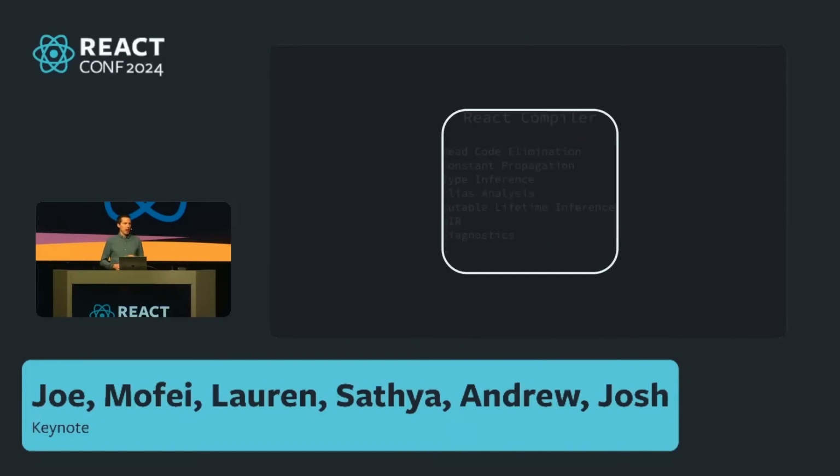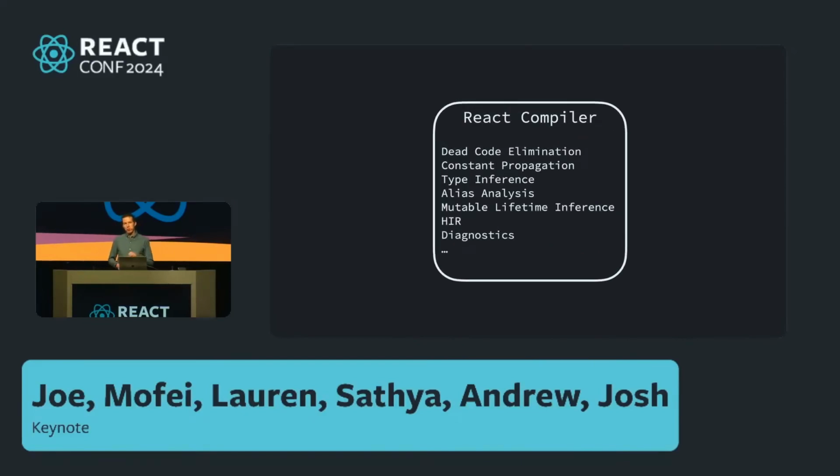It breaks your code down into individual expressions and builds up a control flow and data flow graph. It performs sophisticated optimizations, like dead code elimination, constant propagation, type inference even, alias analysis, and a whole bunch more. If you aren't familiar with these terms, that's OK. The whole point is React Compiler does that for you. These are optimizations that would typically appear, again, inside a JavaScript engine or compilers for languages like Rust or C++.